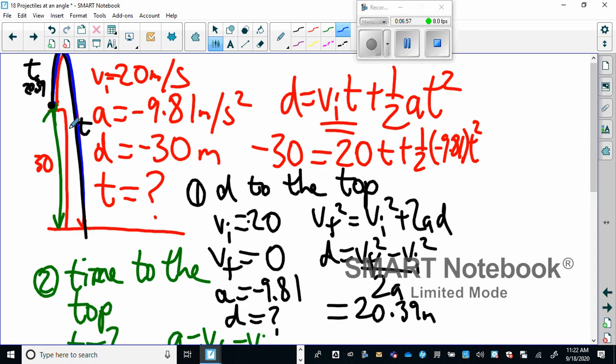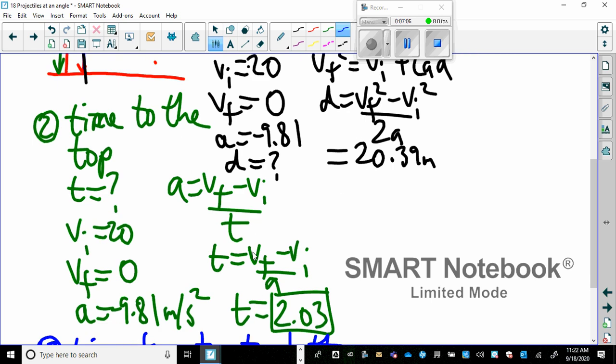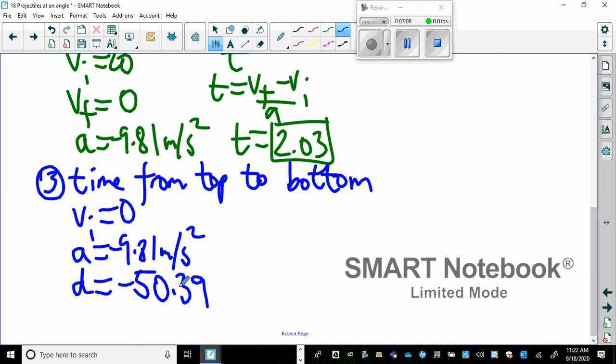Well, we calculated the displacement up to the highest point, and then there's another 30 meters down here. So it's the total distance that has to travel from the top, which is 20.39 plus 30. That's how we got the negative 50.39, because it's coming down, and we're trying to calculate T.